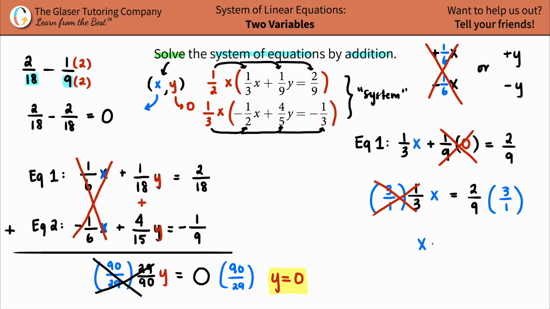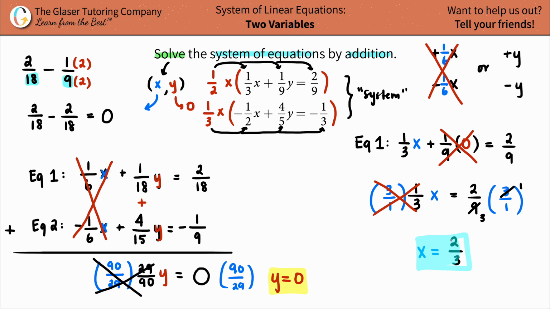So x equals 2 times 3 is 6, 9 times 1 is 9. You could also simplify straight away. 3 and 9, they go together, right? I can divide both numbers by 3. This would be a 1, and then this would be a 3. So now 2 times 1 is 2, and 3 times 1 is 3. So your x value is 2/3. And we have finally found the solution.